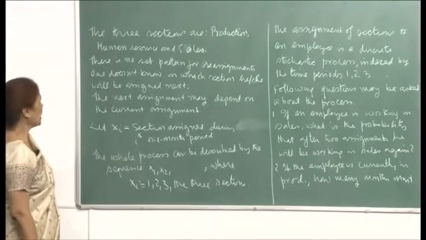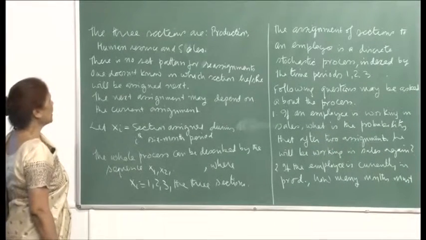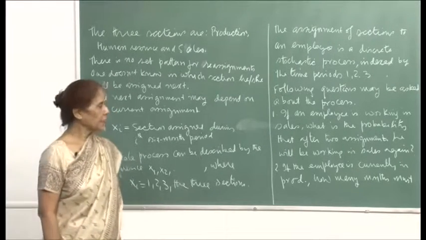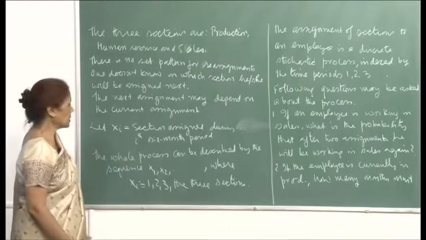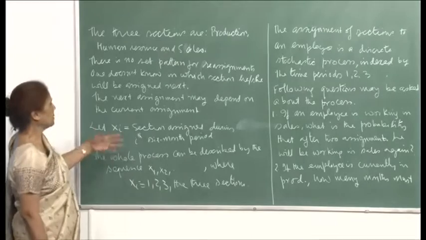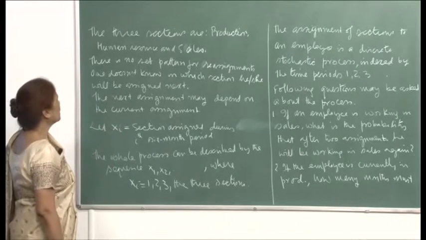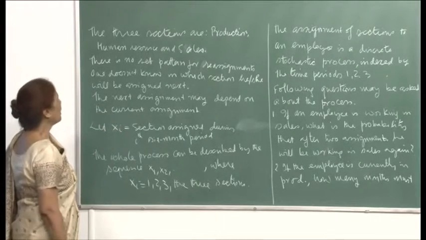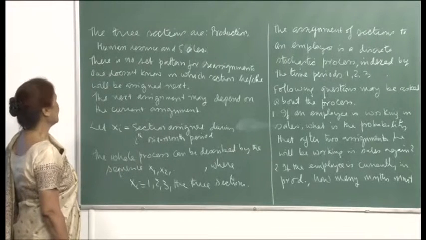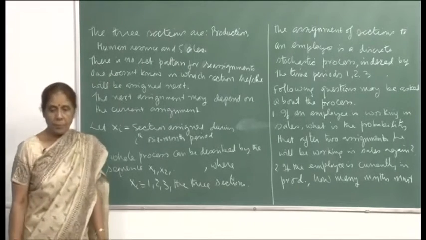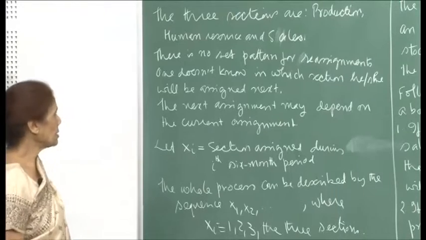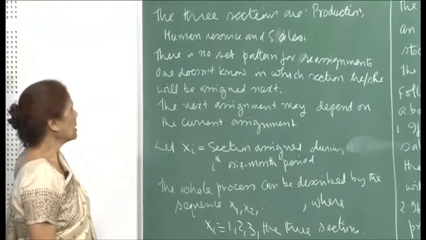So, the 3 sections are production, human resource, and sales. These are the 3 sections in the automobile manufacturing company, where he wants to assign the white collar employees, and by he I mean the owner of that automobile manufacturing company. There is no set pattern for reassignments, at least the employees do not know. So, there must be something in the mind of the owners how they would reassign.